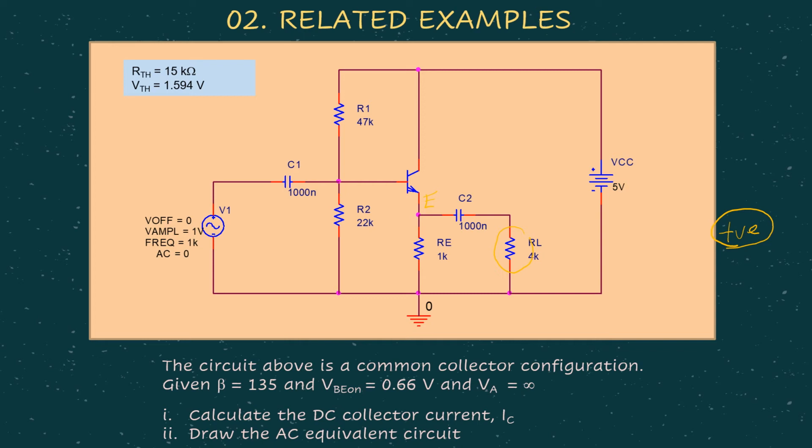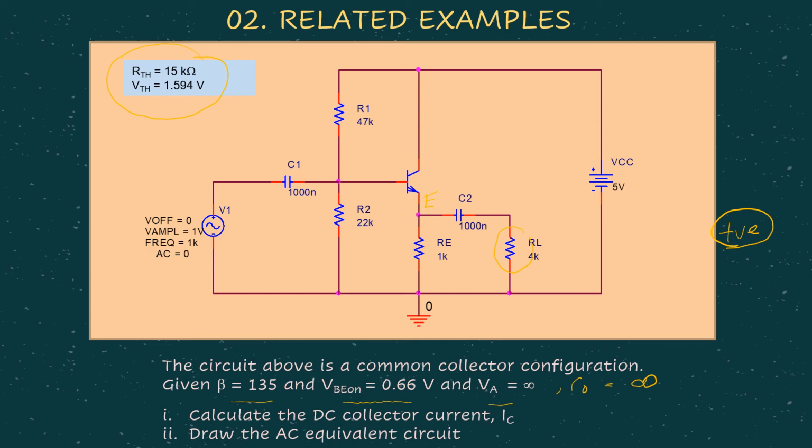Then for this particular example, obviously all the parameters are given, where beta is given, VBE on is given as this value, VA is given as infinity, meaning we don't have to consider R0 because R0 is infinity, and in this case VTH and RTH are straight away given to you for you to do the DC analysis.